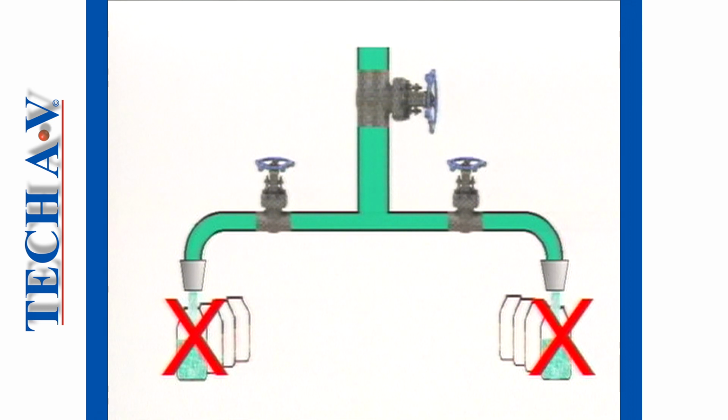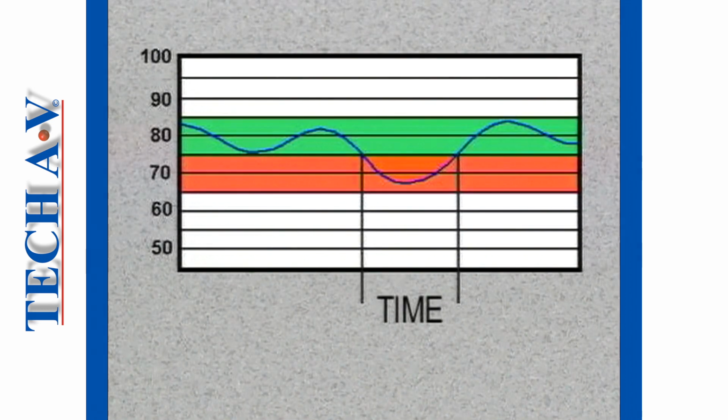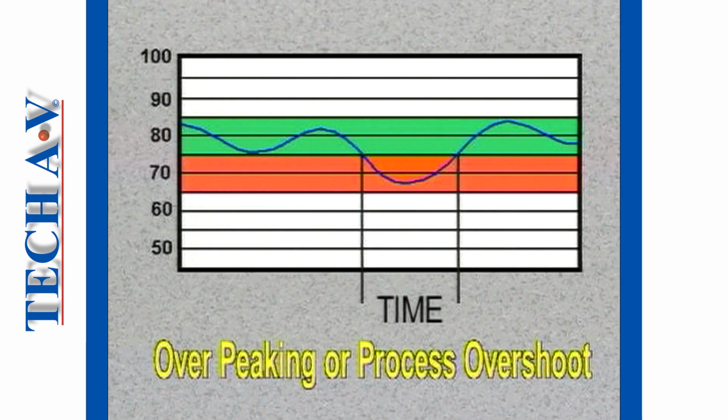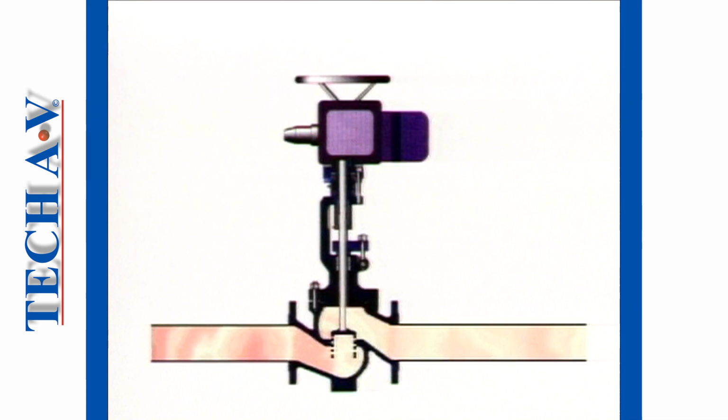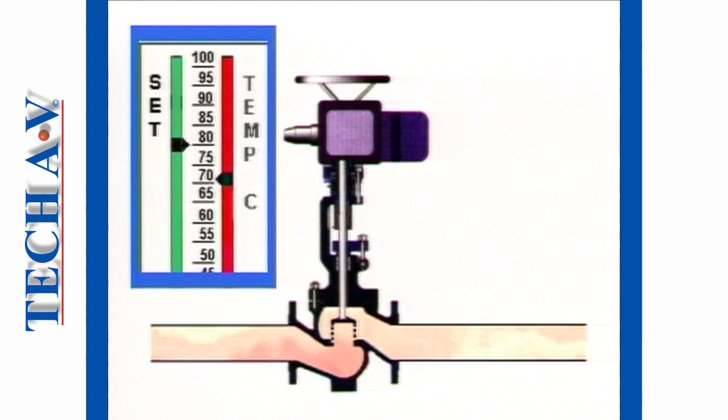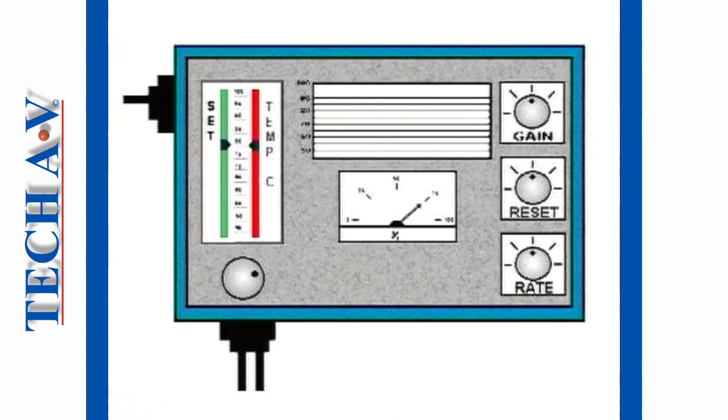The problem was a large, but short period, temperature deviation from set point at the time that the load changed. This problem, called overpeaking or process overshoot, occurs when the load change is large and sudden, and it is a temporary problem. The reason for overpeaking is that the speed or rate of valve position changing is too slow. What the system needs is a device which can detect the rate of temperature change and then cause additional valve movement whenever a rapid change occurs.